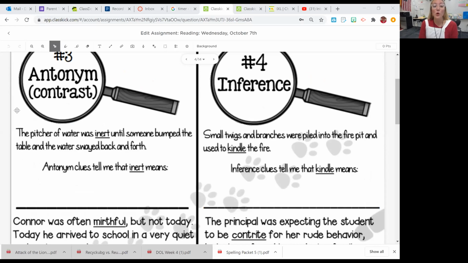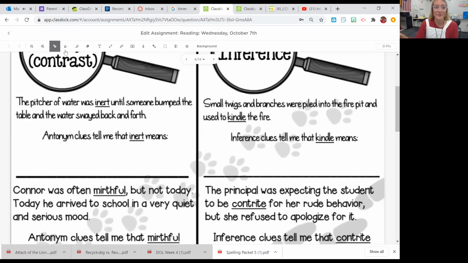The pitcher of water was inert. I meant to say blank. I'll try again. The pitcher of water was blank until someone bumped the table and the water swayed back and forth. So it was something, but then it was something else. Inert means the opposite of swaying back and forth. So the opposite of swayed would be still. So the antonym clues tell me that inert means that it is still.